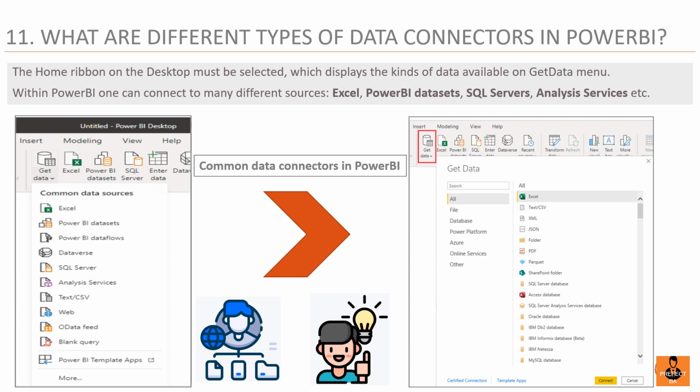There are many different types of data connectors. A few are Excel, SharePoint, Oracle database, MySQL database, and so on. So, in a nutshell, in this current data-driven world, organizations have shifted from a single source to heterogeneous sources of data. Data connectors help the user organization combine all data sources in an integrated workspace. The home ribbon on the desktop must be selected, which displays the kinds of data available on Get Data menu.